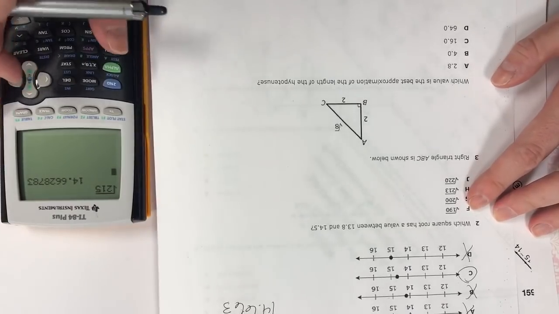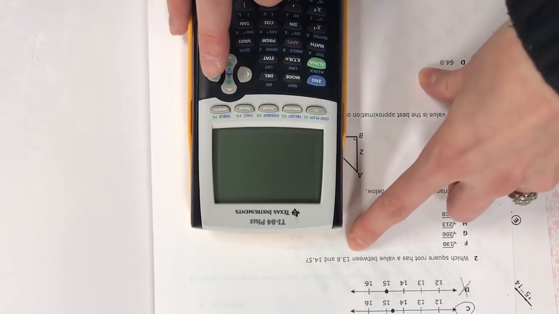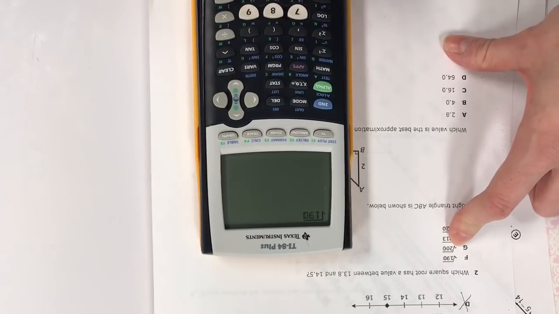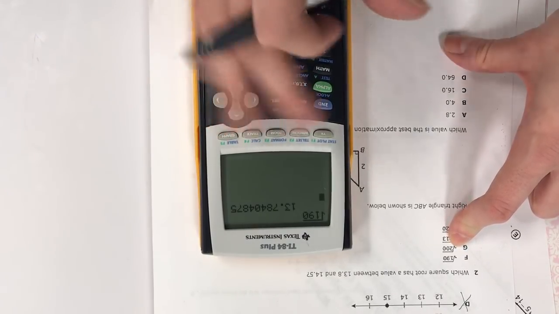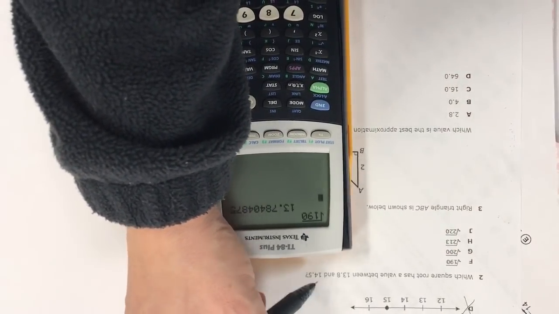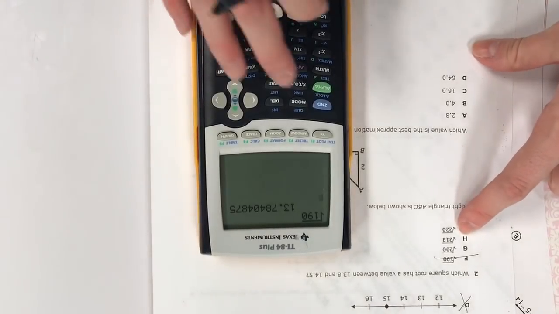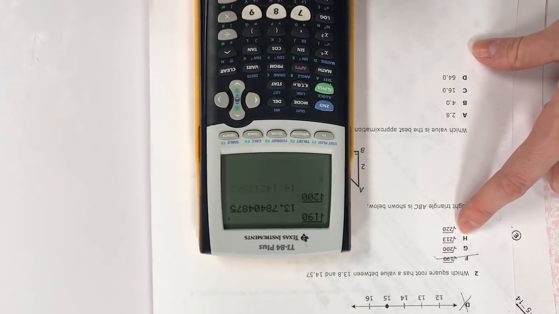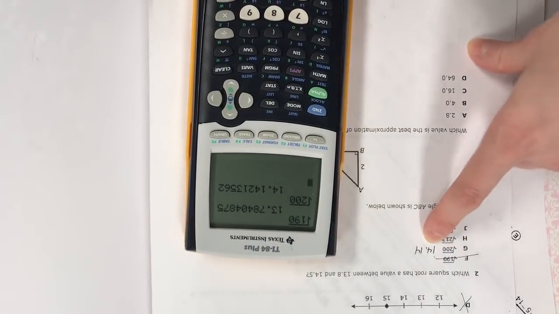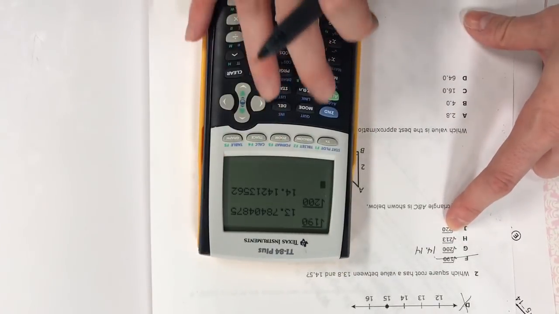Number 2, which square root has a value between 13.8 and 14.5. Okay, so we're going to have to try each of these out and see which one gives us a number between 13.8 and 14.5. So the square root of 190 is 13.78. Don't round it, just look at it the way it is. Is that going to be between 13.8 and 14.5? No, it's going to be a little short of that. Then the square root of 200 is 14.14. So that's a maybe, because that's pretty close. I mean, that is a yes. That's between those two, but let's check the other ones.